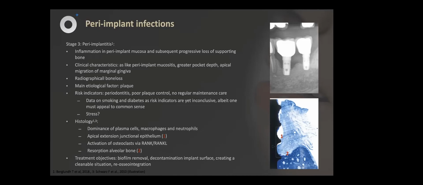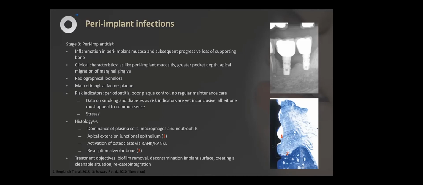Yes, stress is also a risk factor and risk indicator, as is immune fitness, as we told before. If we look at the histology, then we have a dominance of plasma cells, macrophages, and neutrophils. We have apical extension of the junctional epithelium. We have activation of osteoclasts via RANK and RANK ligand, with resorption of alveolar bone. That is the most prominent difference if we compare peri-implantitis with mucositis.